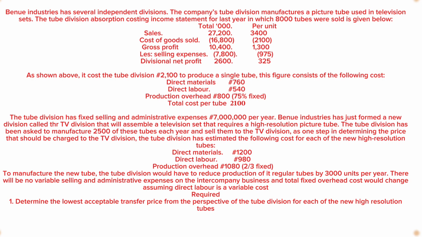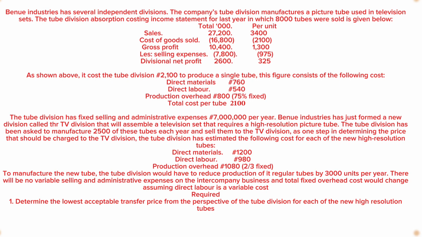Benue Industries has just formed a new division called the TV division, that will assemble a TV set that requires a high resolution picture tube. The tube division has been asked to manufacture 2,500 of these tubes each year and sell them to the TV division, as one of the steps in determining the price that should be charged to the TV division. The tube division has estimated the following cost for each of the new high resolution tubes: direct materials 8,200, direct labor 980, production overhead 1,080 naira, and 2/3 of it is fixed, giving us a total of 3,260.